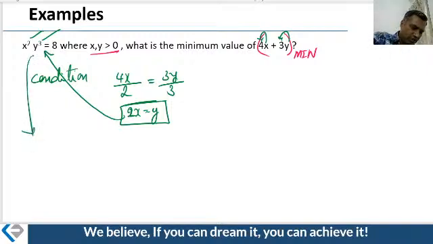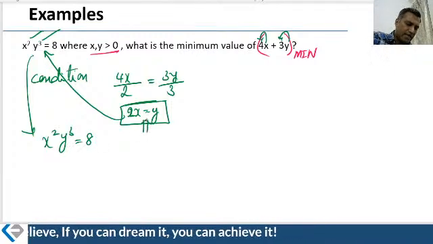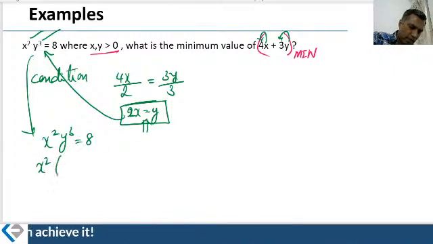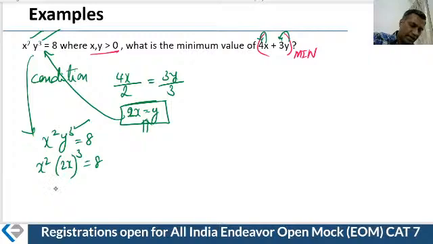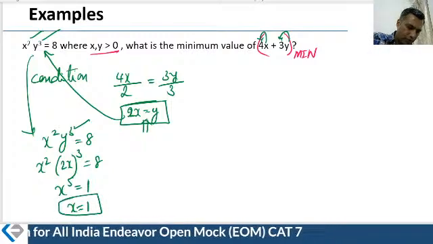Let me get this down. So what is given to me? x square y cube is equal to 8. In place of y, I can write 2x. Let me write x square, and in place of y I'm writing 2x and then cubing it because there is a cube here, which is also equal to 8. Therefore x power 5 is equal to 1, because 2 cube is 8, 8 and 8 got cancelled. Therefore x is equal to 1.